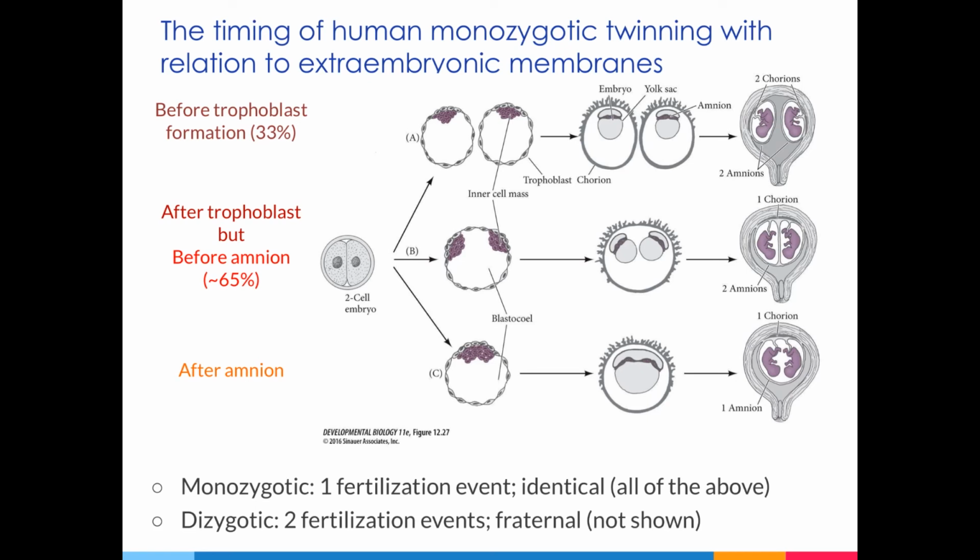If the separation event happened very early before the differentiation of the trophectoderm cells, each twin will have their own placenta and their own amnion. If the separation event happened after the formation of the trophectoderm, but before the separation of the tissues that give rise to the amnion, then the embryos will share the placenta, since the trophectoderm had already formed, but they will each have their own amnion. Finally, if the separation event occurs after the formation of both the trophectoderm and the amnion, then the twins will share both the placenta and the amnion.